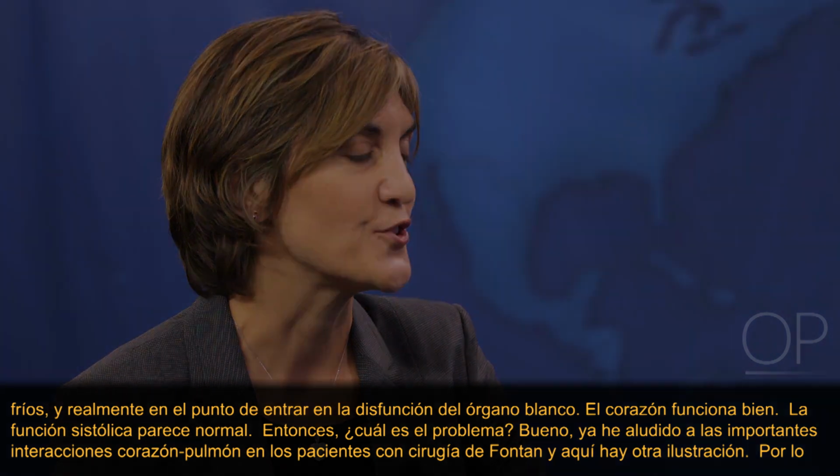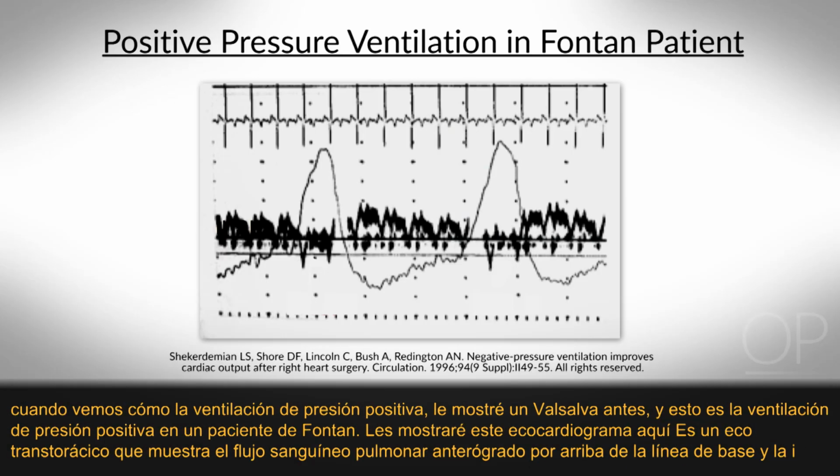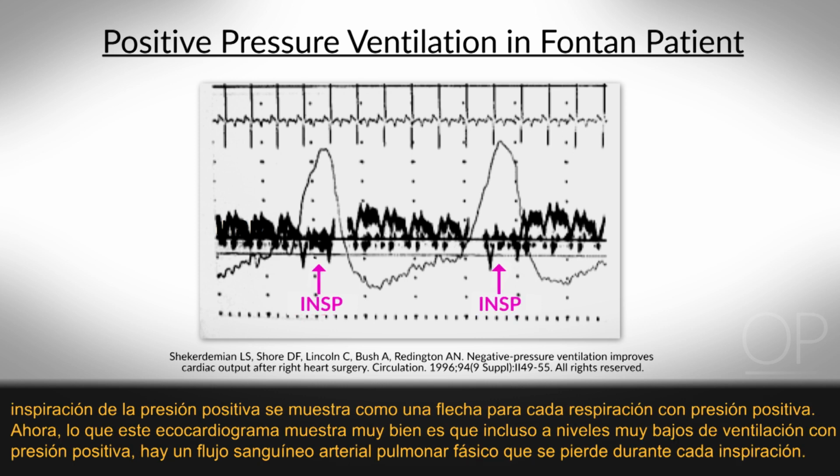Here's another illustration. I showed you a Valsalva before, and this is positive pressure ventilation in a Fontan patient. I'll show you this echo here. It's a transthoracic echo showing forward pulmonary blood flow above the baseline and positive pressure inspiration shown as an arrow for each positive pressure breath. What this echo shows very nicely is that even with very low levels of positive pressure ventilation, there's a phasic pulmonary arterial blood flow that is lost during every inspiration.